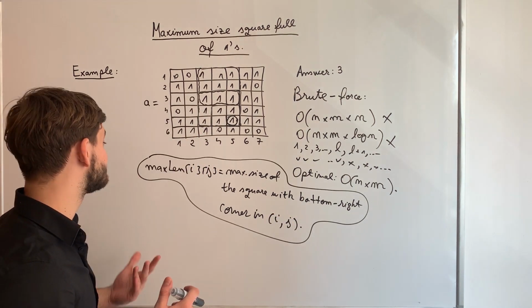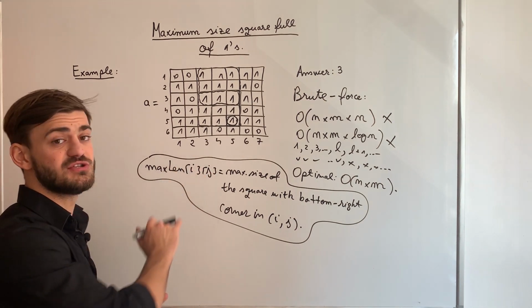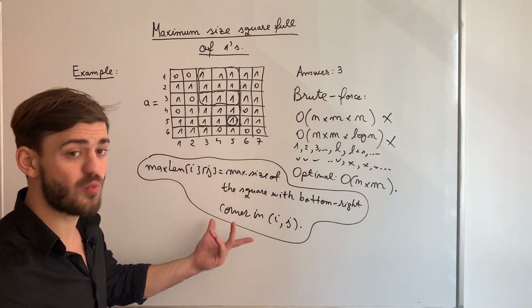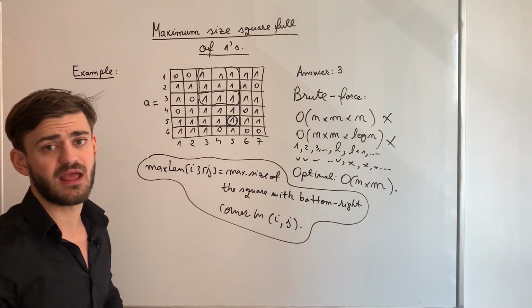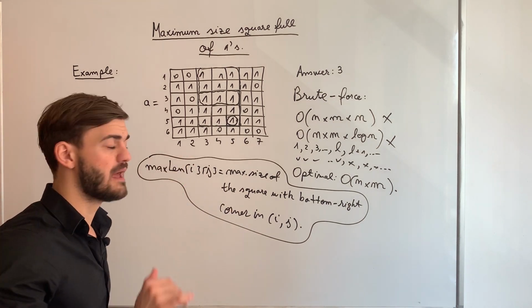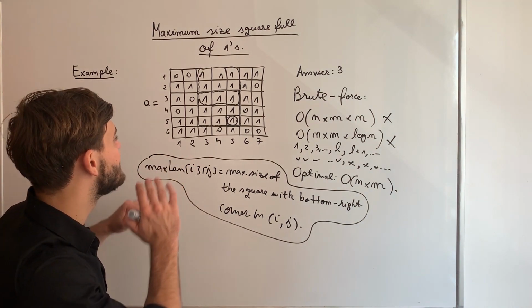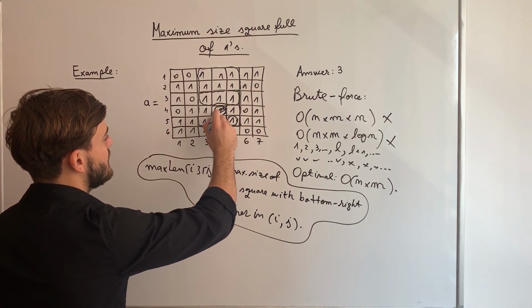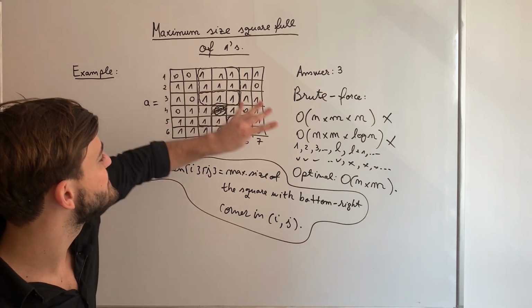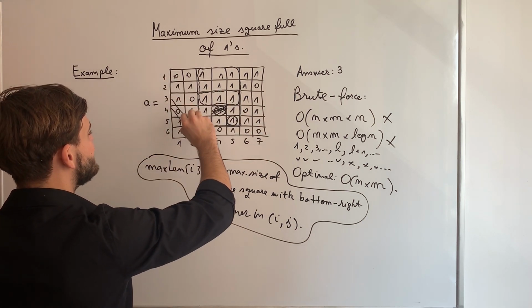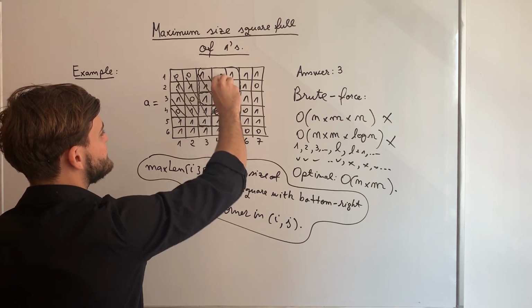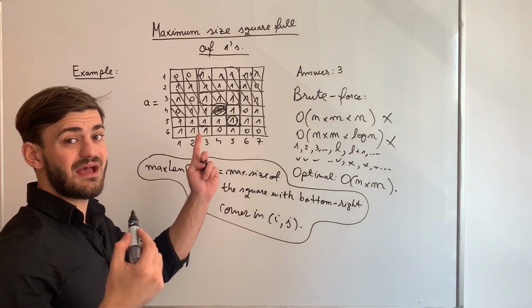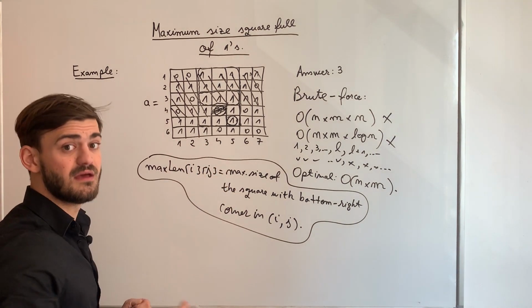So let's call our extra two-dimensional array maxlen of i and j, and maxlen of i and j is going to be the maximum size of the square with the bottom right corner in i and j, and obviously full of ones, right? So now when I am at some cell ij, let's say this cell for example, I know that I have computed the answer for each previous cell, right? So for all these cells, which is super cool because I am going to use their answers in order to compute mine in constant time.